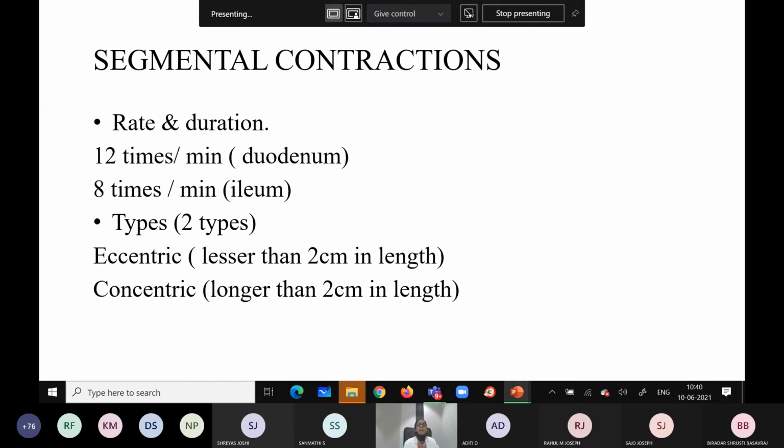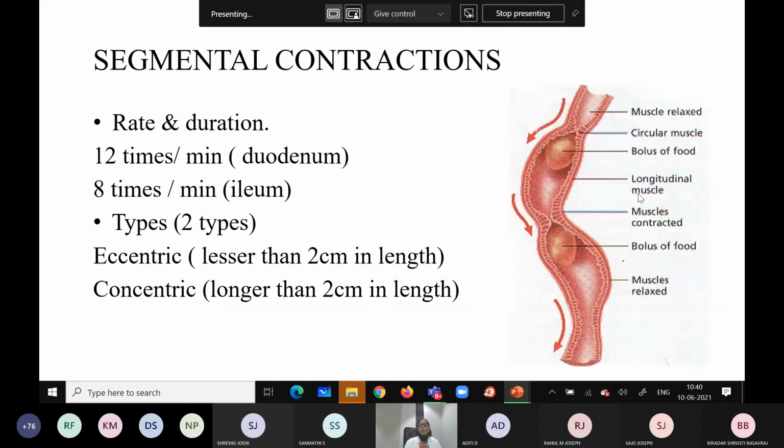Okay, so the rate is 12 per minute in the duodenum. As you move from the duodenum to the ileum, the rate of these contractions decreases. They are highest in the duodenum and decrease in the jejunum and ileum. They are 12 per minute in the duodenum and reduce to 8 times per minute in the ileum. Again, there are two types, eccentric and concentric segmental movement.